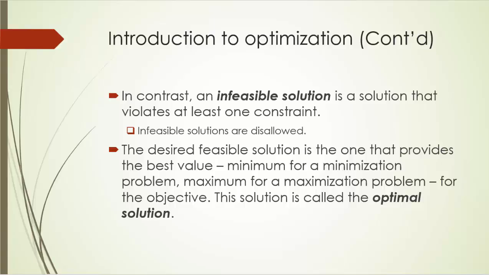The desired feasible solution is the one that provides the best value for the objective, minimum for a minimization problem, and maximum for a maximization problem. This desired feasible solution is called the optimal solution. The optimal solution or solutions will generate the best or the optimal objective value. Next, we're going to turn to a simple linear programming example to demonstrate all these optimization concepts.